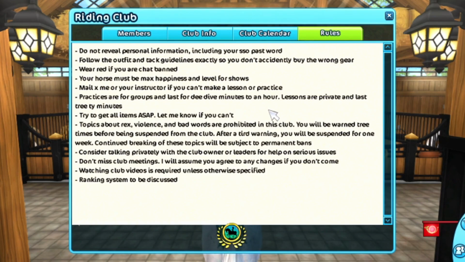Now, obviously, I can't really wait a year for you to get all of these items, but if you can get some of the items right now, but you can't get all the other items, then just let me know that and it's fine. So the next rule is pretty important.